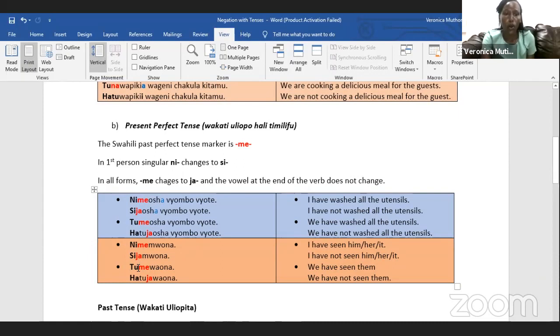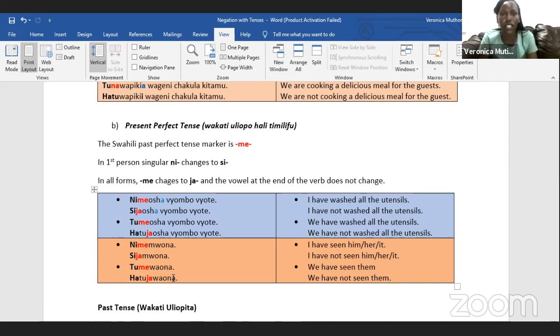And then the plural of nimemwona is tumemwona. The plural form tumemwona is hatujamwona. The first person prefix there will change to ha, and me, the present perfect tense, will change to ja. Kwa hivyo sentensi inakuwa hatujawaona, tumewaona, hatujawaona. That is how you negate the present perfect tense in Kiswahili.